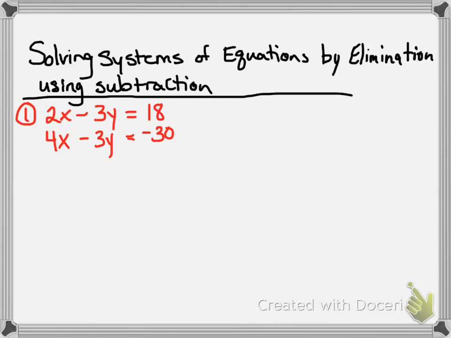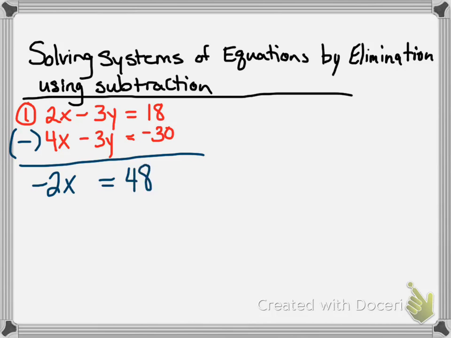Alright, so this is a quick lesson on solving systems of equations by elimination using subtraction. Okay, and we're going to focus on subtracting to eliminate one of the variables. So again, we're just subtracting the two equations. When we do this, 2x minus 4x gives us negative 2x, negative 3y minus negative 3y, those end up canceling each other out. And then 18 minus negative 30 would end up giving us 48.